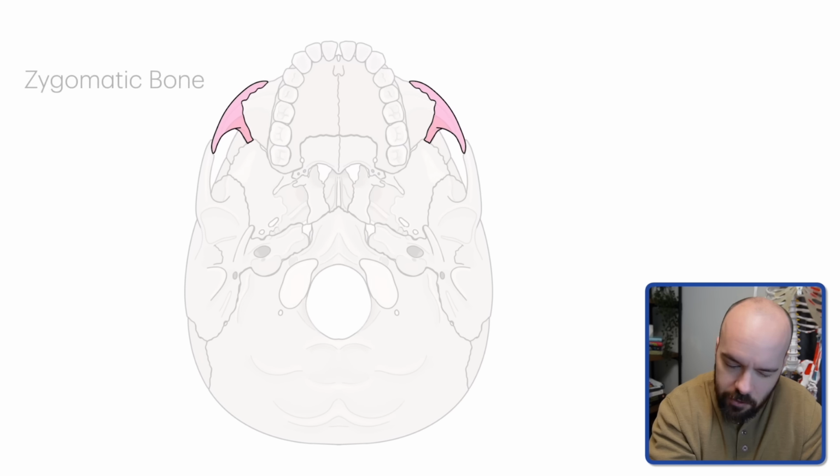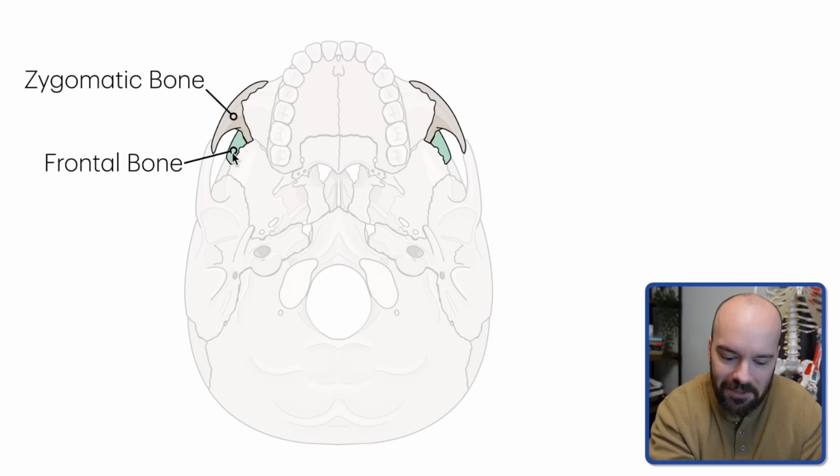We're going to go quickly through these first bones that are not quite as interesting from this view, but we do have the zygomatic bones up there on the anterior side. We got the frontal bone. We can kind of barely see it right there.